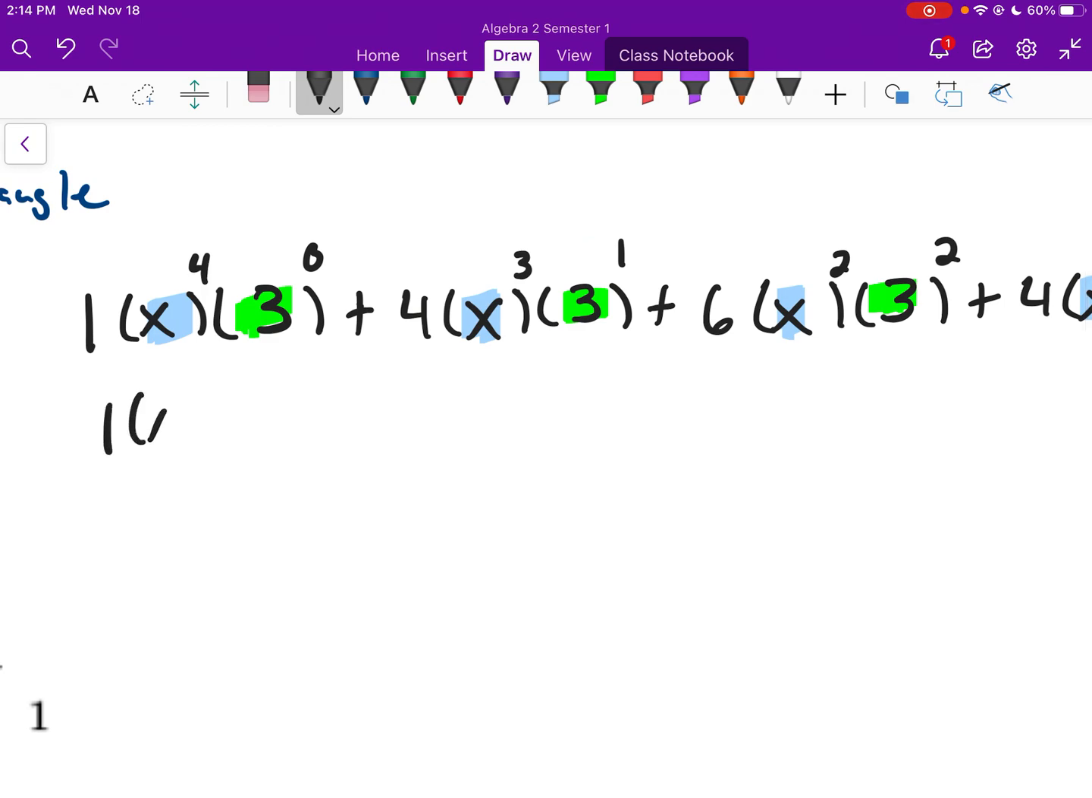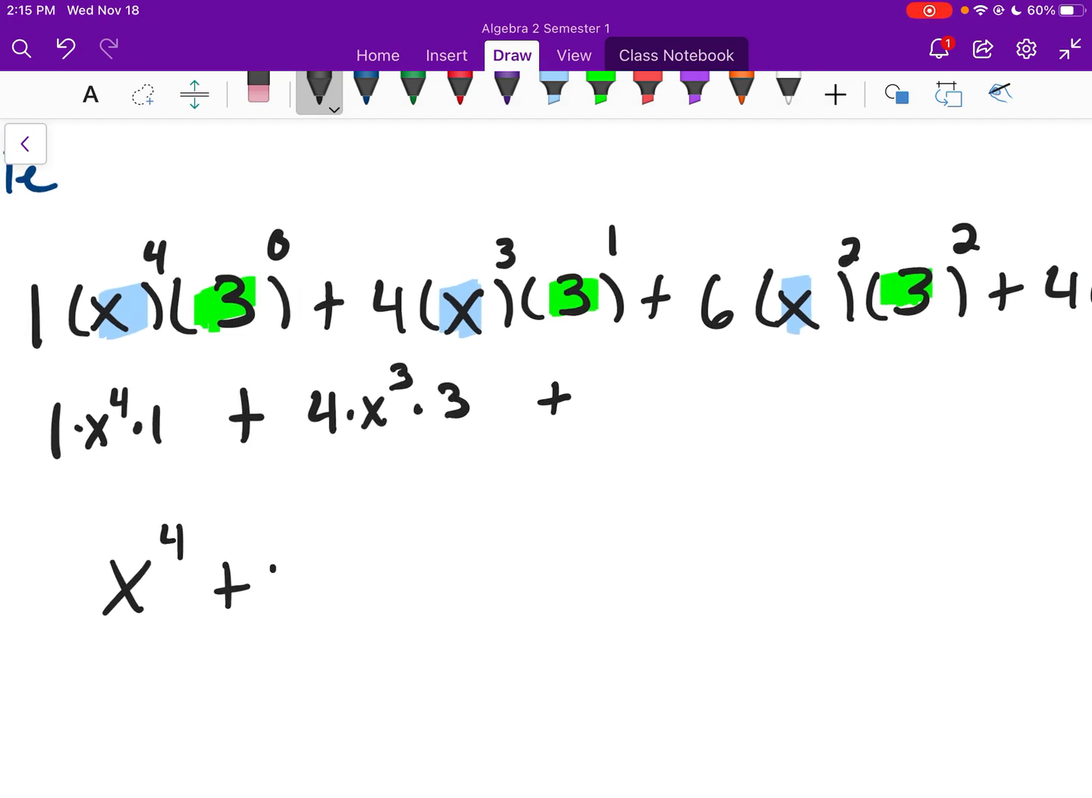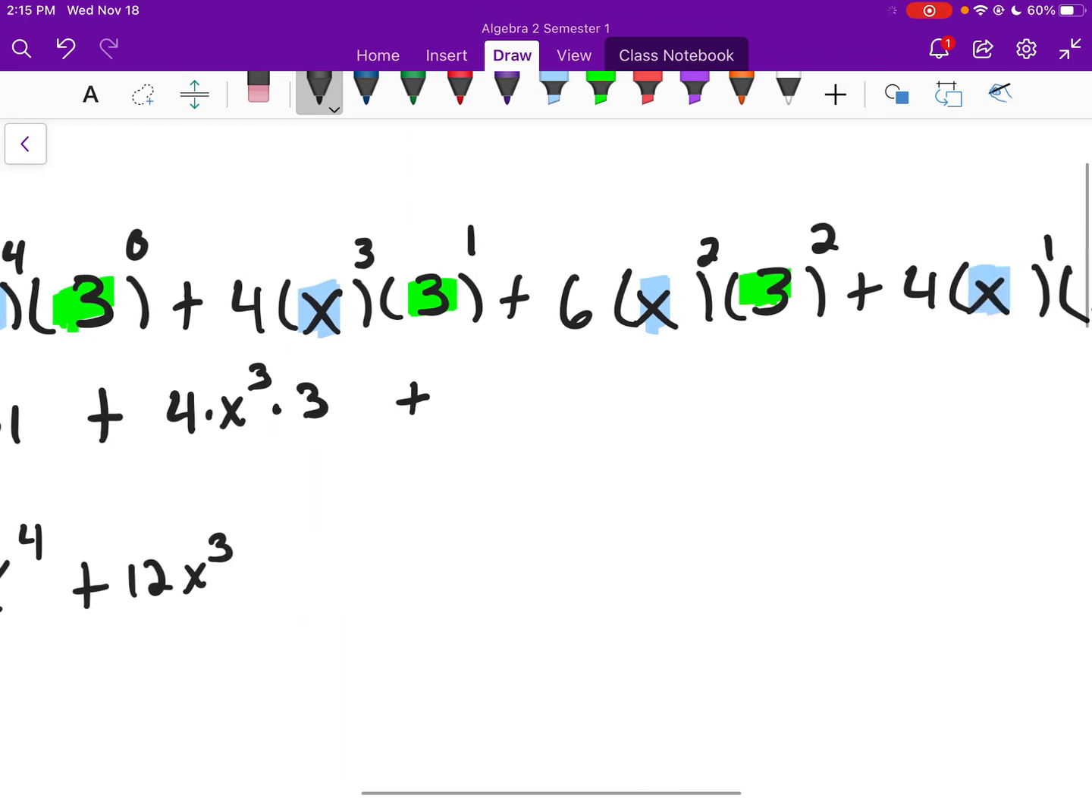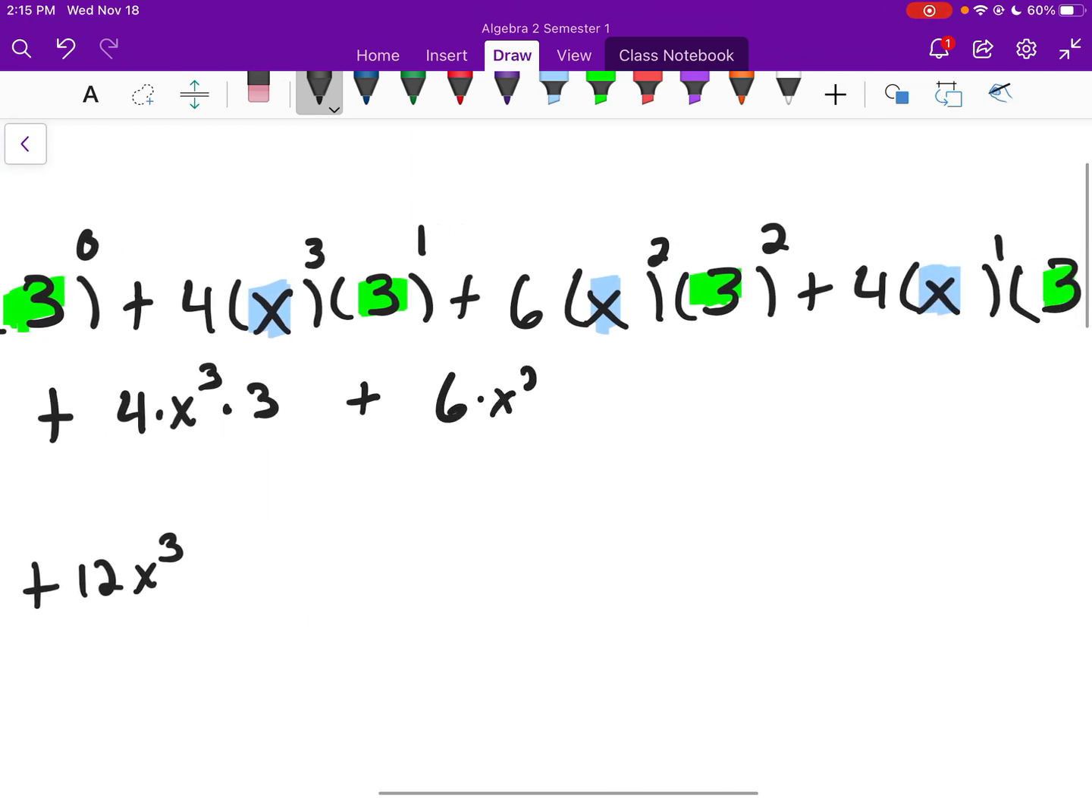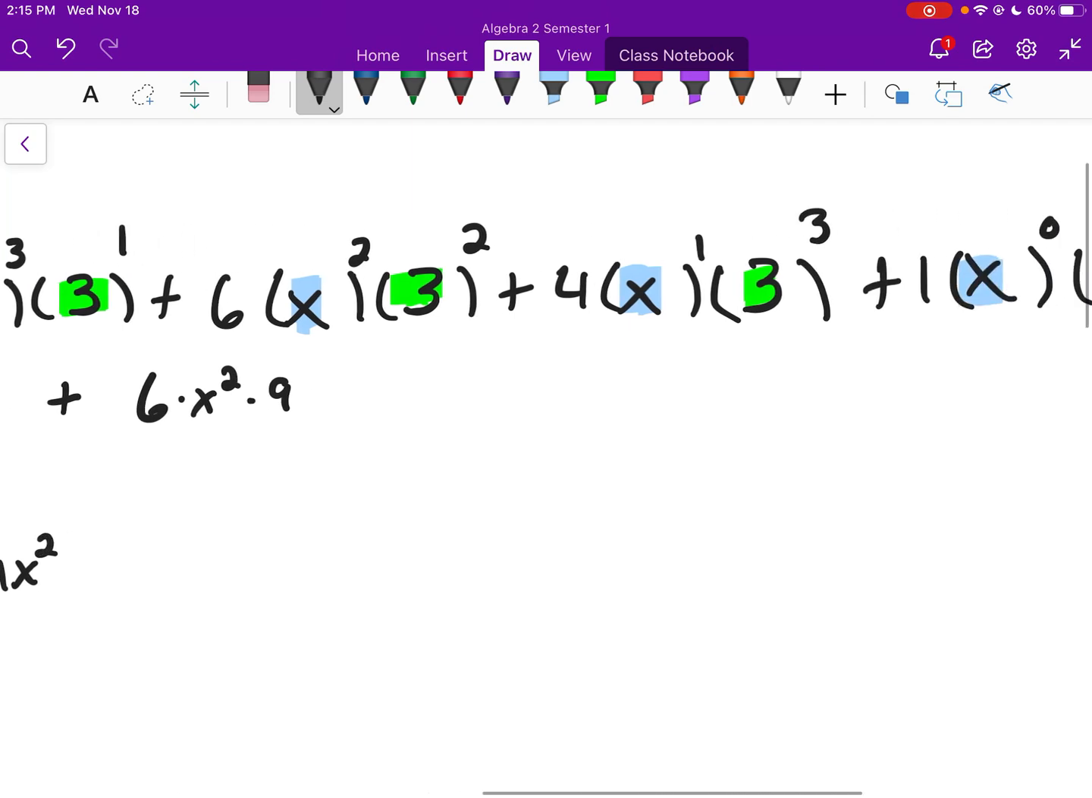So again, 1 times x to the 4th times 3 to the 0, which would be 1. Okay, so in that term, you get x to the 4th. When you simplify this one, that's going to be saying 4 times x cubed times 3, which will give us 12x cubed. And the next one, that's going to say 6 times x squared times 3 squared, which is 9. So 9 times 6, we get that 54x squared.